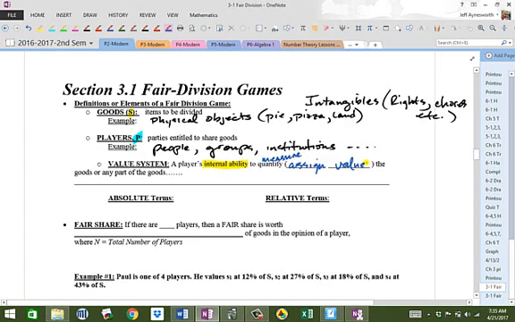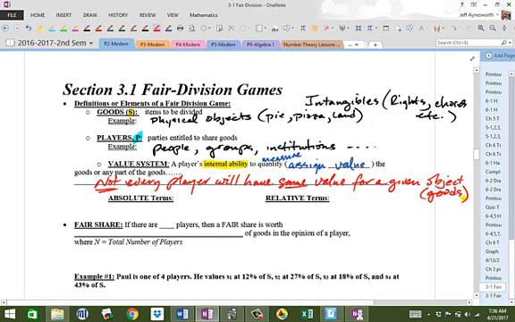Now, when that happens, not every player will have the same value for the given object or whatever the goods may be. So let's put that down. It's a very important point, because everybody has their own personal preference. So not every player will have the same value. Okay, underline the word not too. Not every player will have the same value for a given object. What I mean by that is I'm talking about the goods that are being divided.